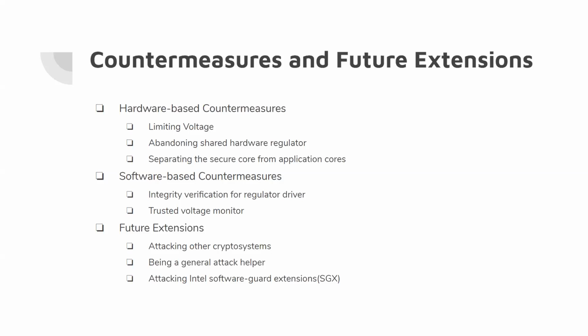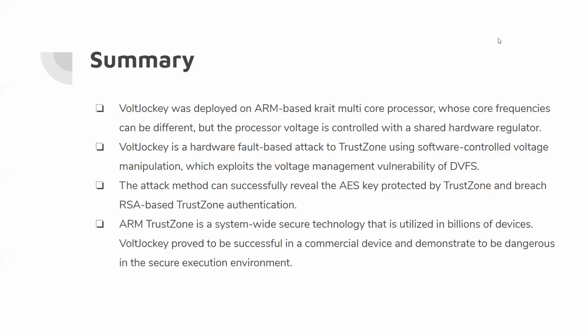This means that the credentials of the regulator driver can be generated and stored in the secure boot image before releasing the software system. And lastly, the trusted voltage monitor. Trusted processes based on TrustZone can be developed to continually monitor the core voltage and frequencies. Now we will see future extensions, like attacking other crypto systems like DES or ECC. Being a general attack helper, VoltJockey can achieve malicious data modifications, which may help attackers prepare vulnerabilities for other attacks. And lastly, attacking SGX. VoltJockey proved to be effective in SGX. The authors have another paper on this matter. And now we will see the summary.